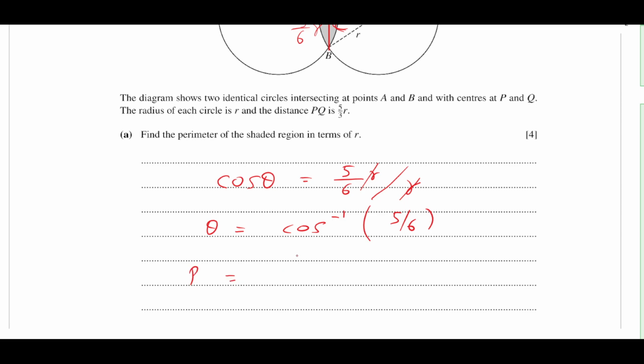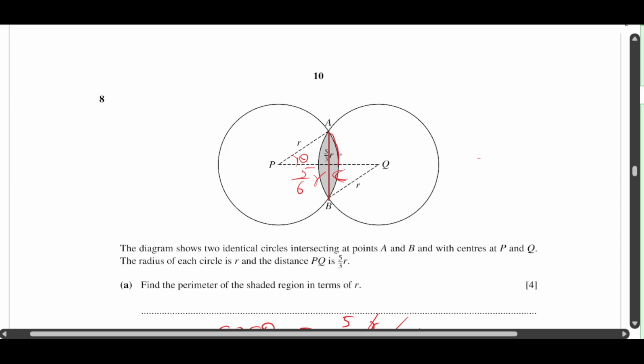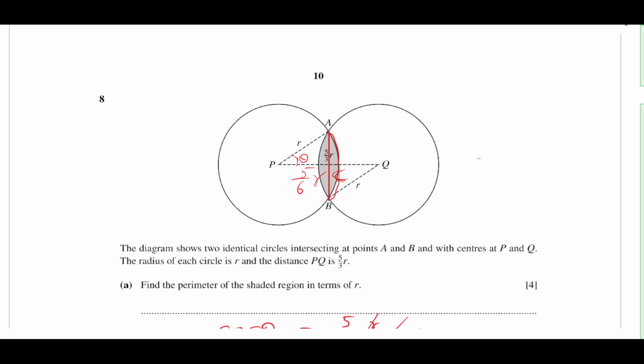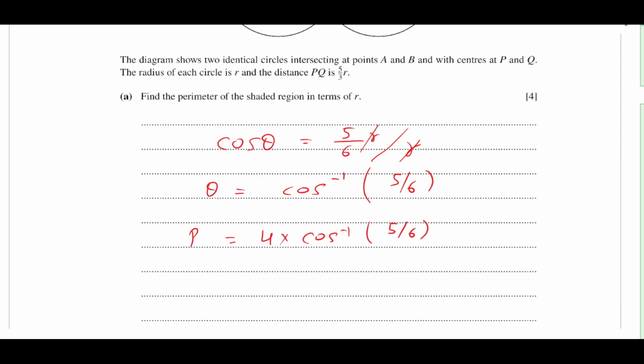And our perimeter will be, see, if I consider this angle, by this I can get the length from this A to this point. Now it is double here, and for the whole length, this side length is also the same from A to B. So the perimeter will be 4 times cos inverse 5 divided by 6. So 4 into shift cos inverse 5 divided by 6.